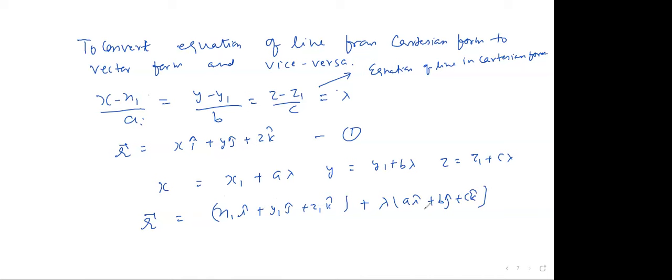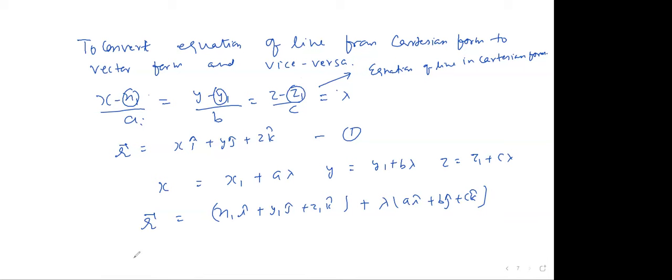Now I am going to give you a simple approach to convert Cartesian form into vector form. Very simple. No need to think of all these things. Just take these three things.